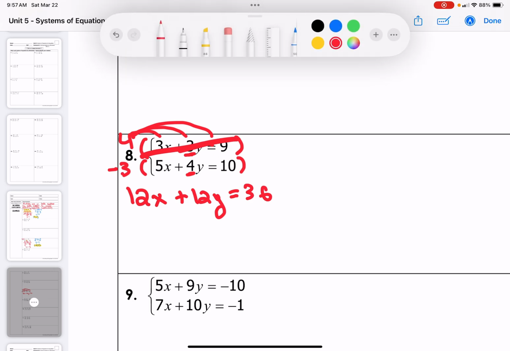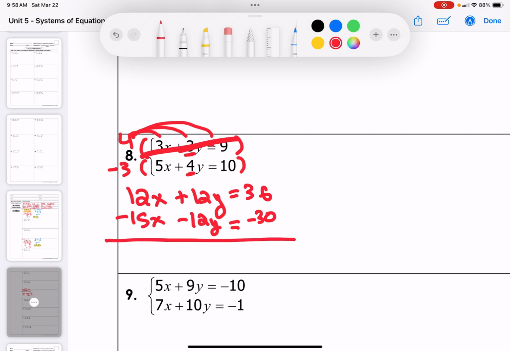I got negative 3 times 5x, which is going to be negative 15x. Negative 3 times a positive 4y is going to be negative 12y. See why I multiplied times negative? Because now the y's will cancel out. Now this is equal to negative 3 times 10, which is negative 30.